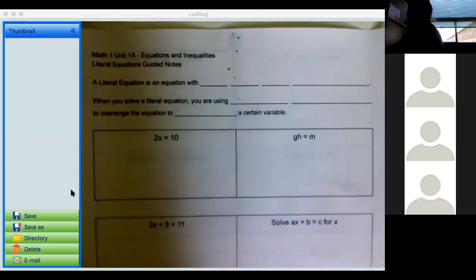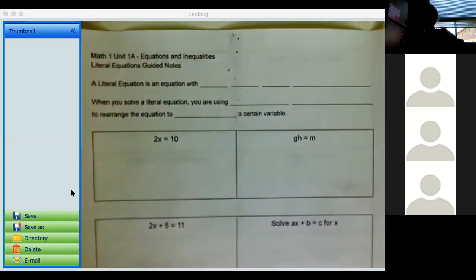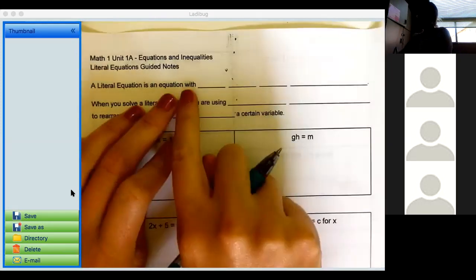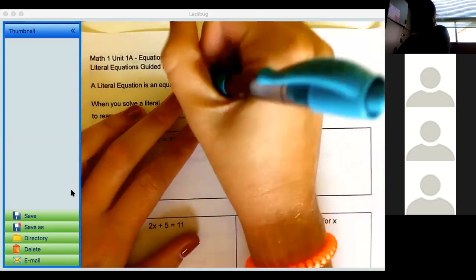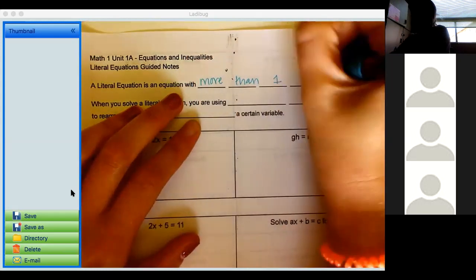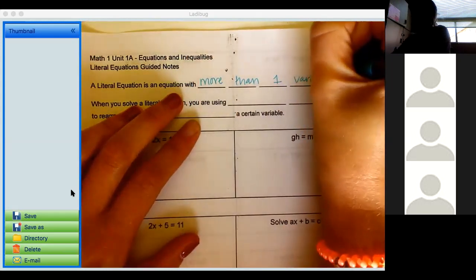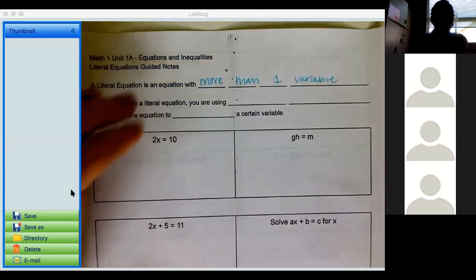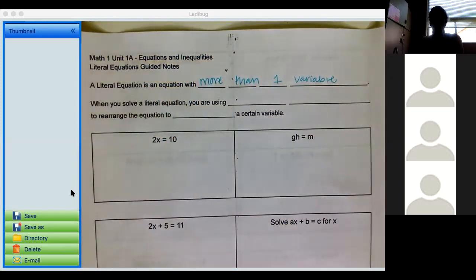Number 1, 5, no letters. Well, number 1, you should be able to do because that's a regular equation. We're going to talk about it, all right? So a literal equation is an equation with more than one variable. If it's got more than one variable, it is automatically a literal equation.